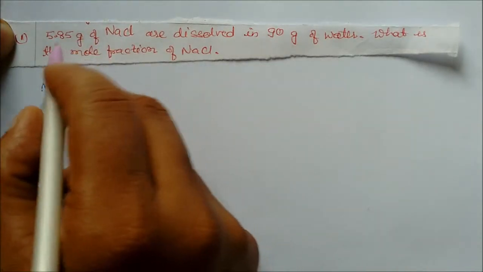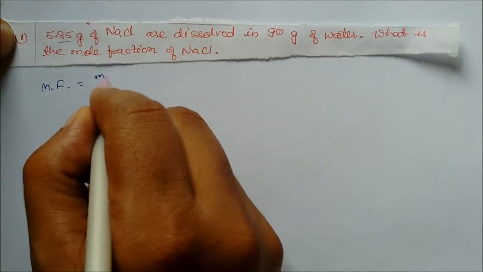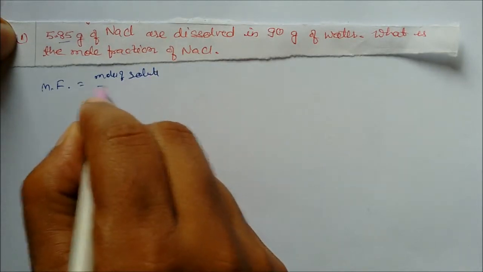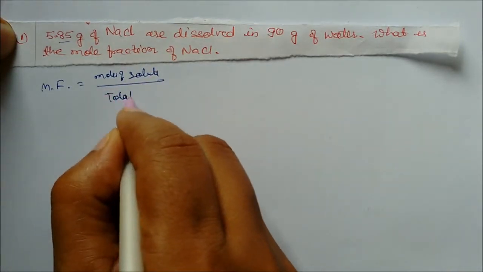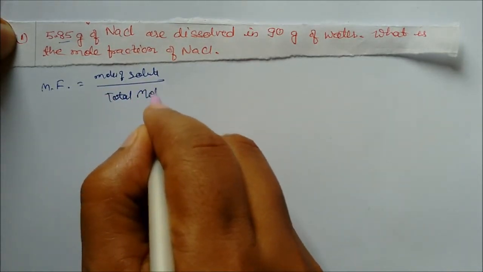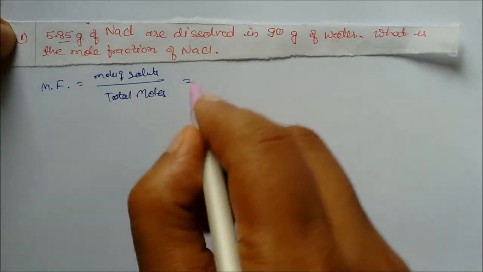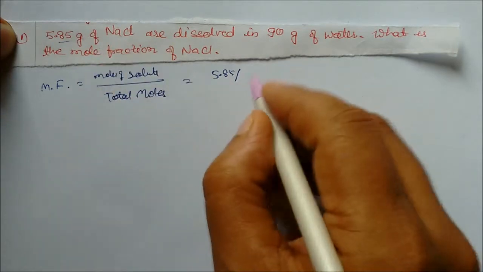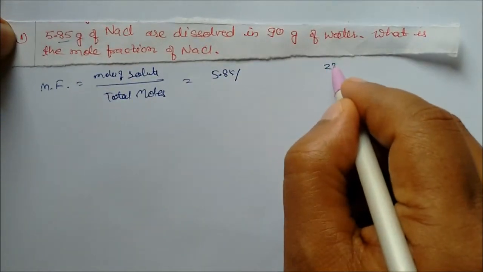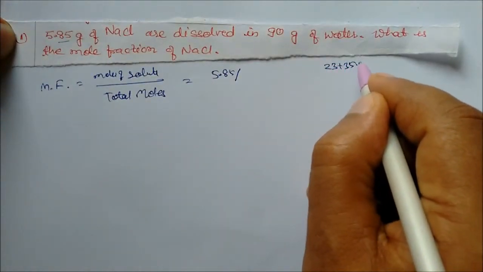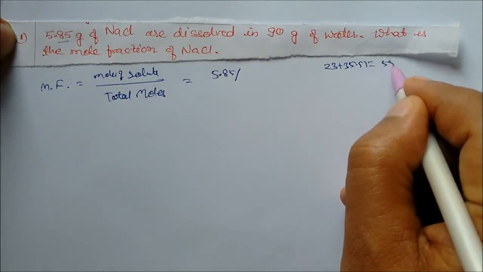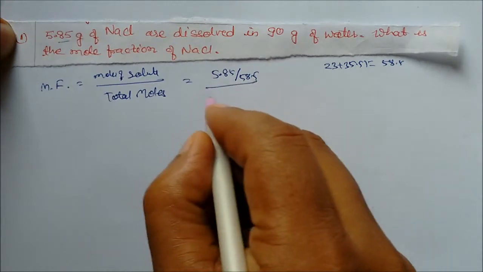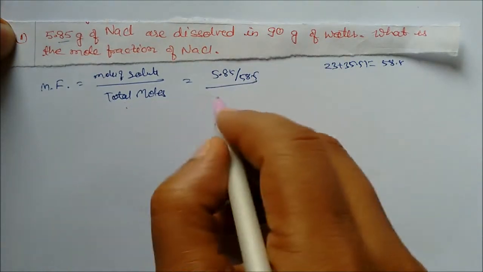moles of solute. The solute is NaCl, and this is the weight they have given. So we know that mole fraction is moles of solute divided by total moles of solute and solvent. So here you can write 5.85 gram, and the molar mass of NaCl is 23 plus 35.5, which gives you 58.5. Divide it by 58.5, and total moles means moles of solute plus moles of solvent.